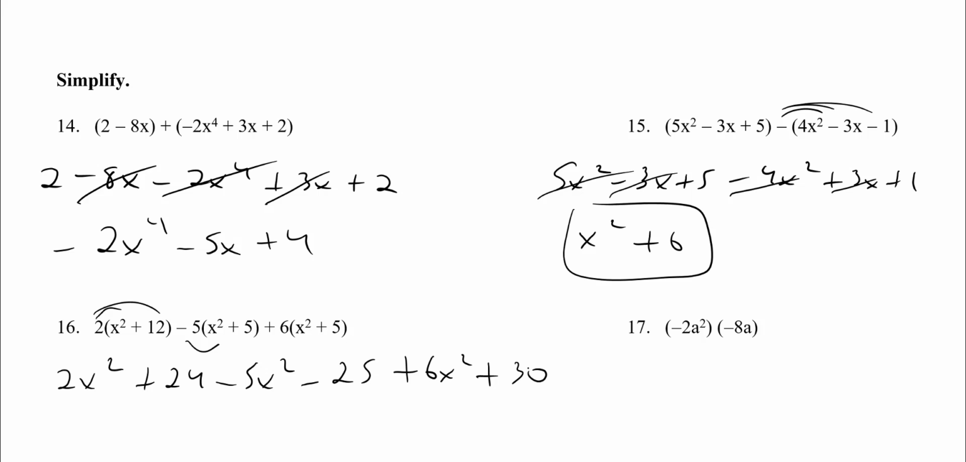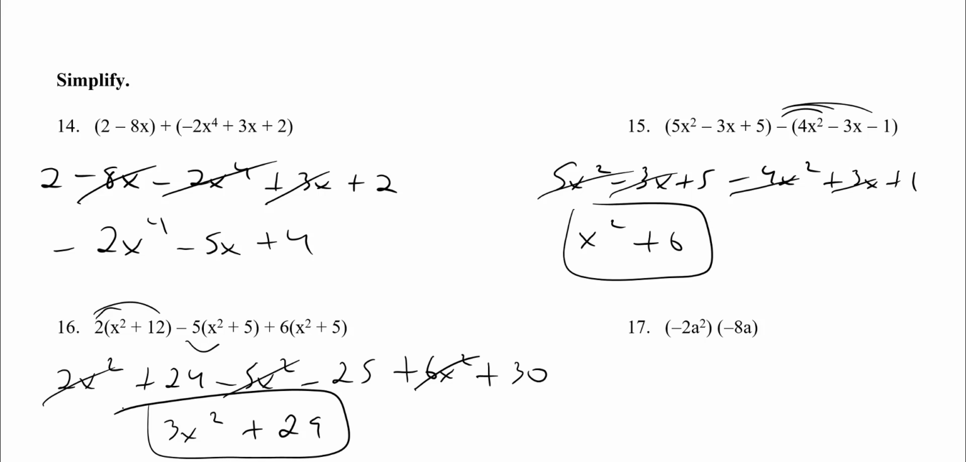Okay, so we combine like terms. So 2x squared minus 5x squared is negative 3x squared, plus 6x squared is 3x squared. Okay, and then negative 24 minus 25 is negative 1, plus 30 is negative 29, or positive 29. So there's my final answer for that problem.